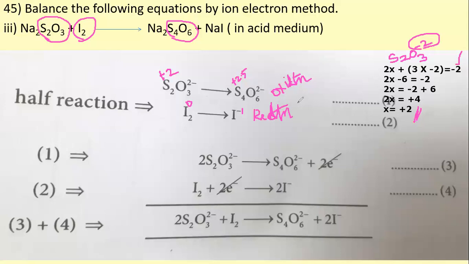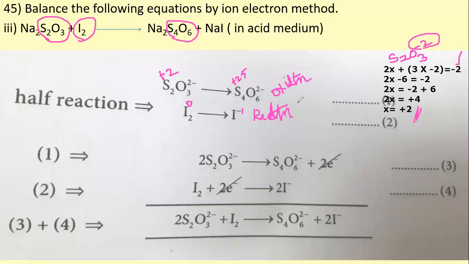And in the second equation also the same: I2, whereas in the product side only 1 iodine, so we have to multiply it with 2, which means we get 2 iodine. So the gain of electron is 1, there will be 1 electron difference. So when it is multiplied by 2, it will become 2 electrons. So which means that also gets balanced. So after that we have to write the two separate half reactions and then we have to balance it.